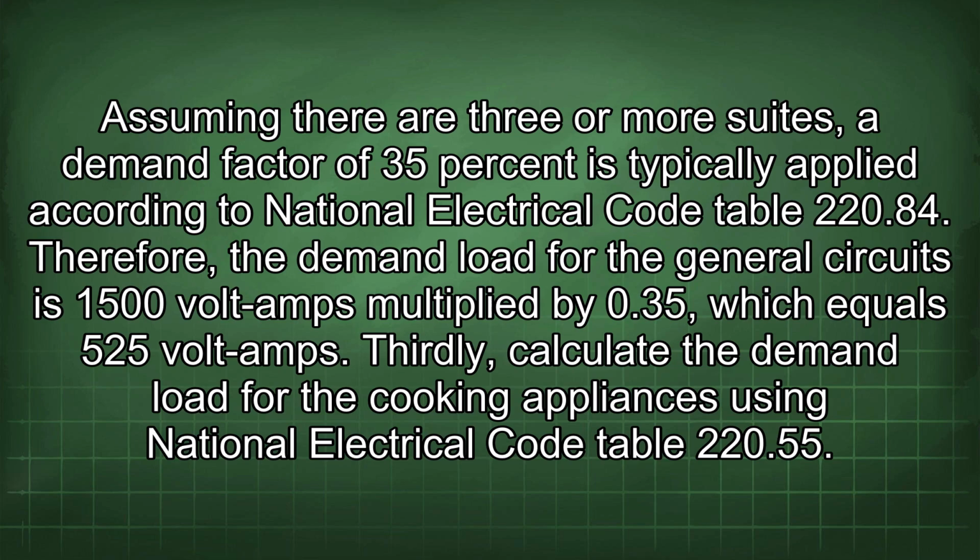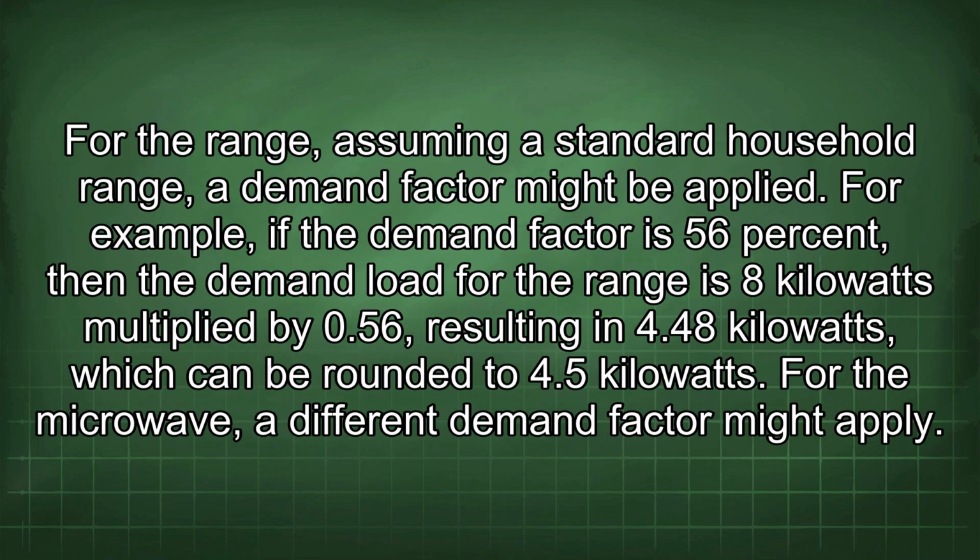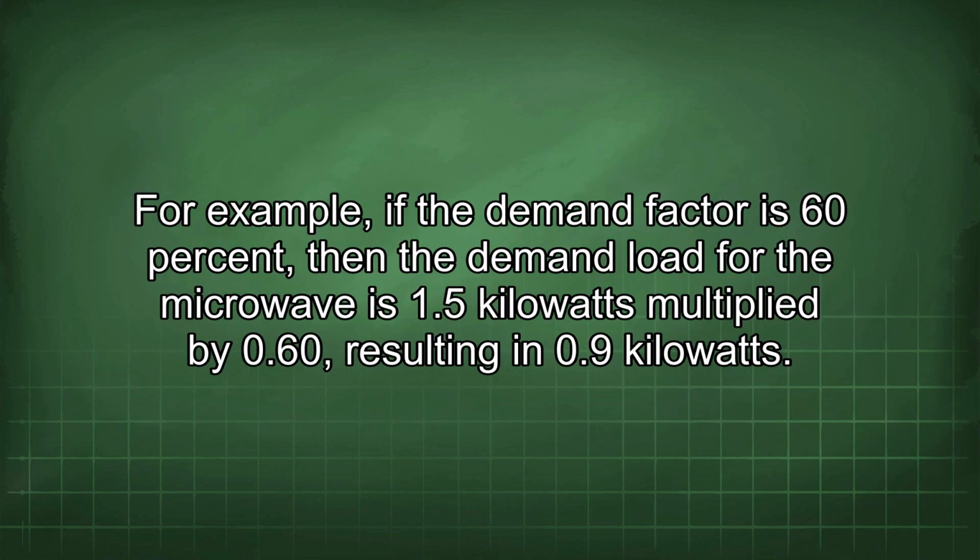Thirdly, calculate the demand load for the cooking appliances using National Electrical Code Table 220.55. For the range, assuming a standard household range, a demand factor might be applied. For example, if the demand factor is 56%, then the demand load for the range is 8 kilowatts multiplied by 0.56, resulting in 4.48 kilowatts, which can be rounded to 4.5 kilowatts. For the microwave, a different demand factor might apply. For example, if the demand factor is 60%, then the demand load for the microwave is 1.5 kilowatts multiplied by 0.60, resulting in 0.9 kilowatts.